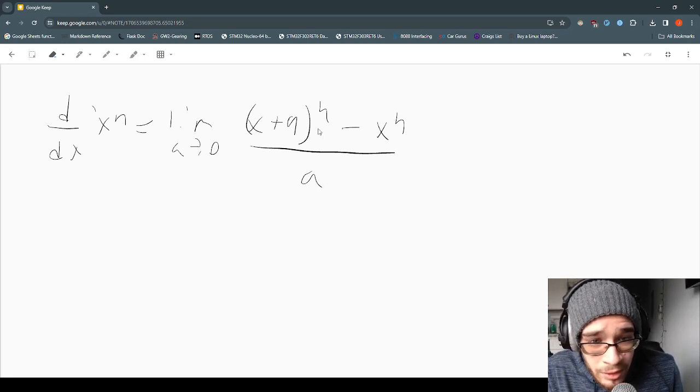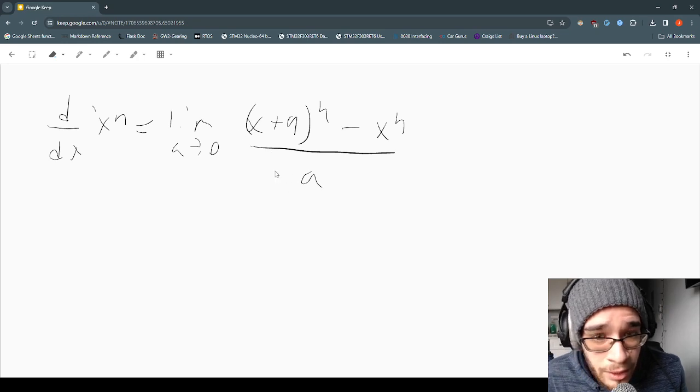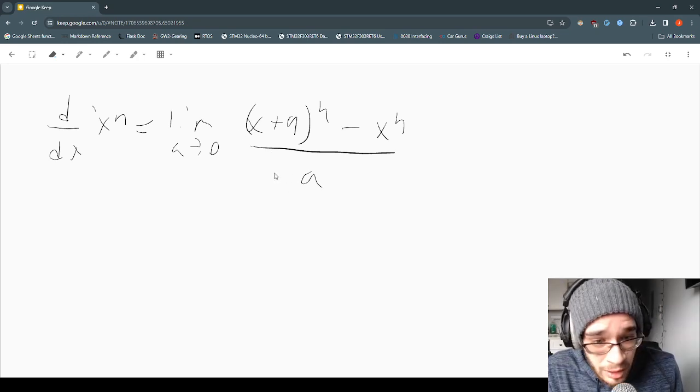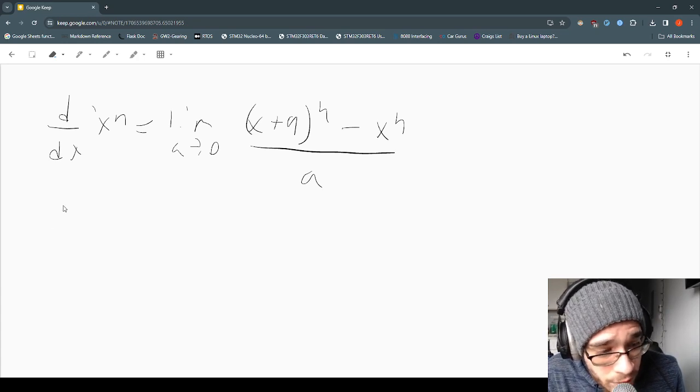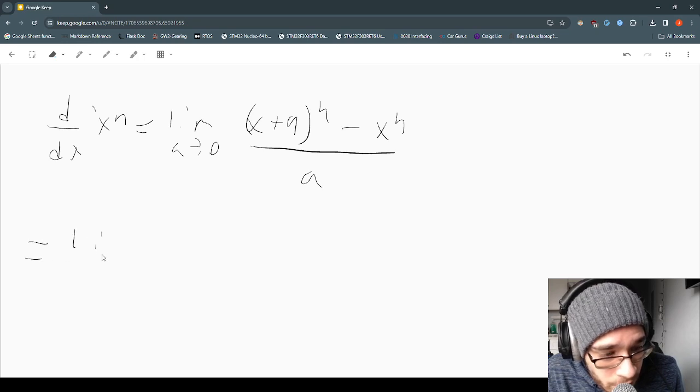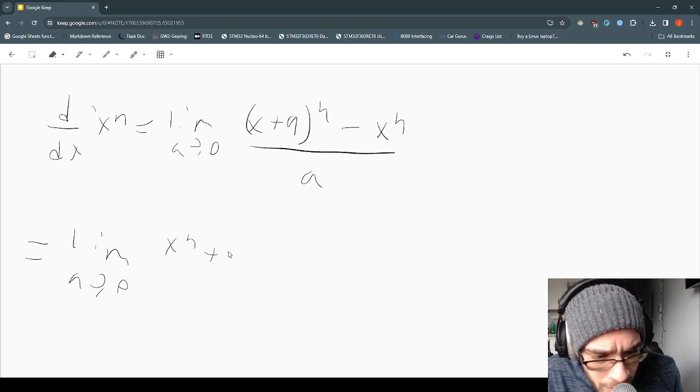We can actually expand this into a power series. We could use sigma notation, but I'm not going to use that. I'm just going to say it's equal to the limit as a approaches 0 of, well, you have 1 x to the n, which cancels out with the x to the n up there. And we have some coefficient, b1. We're assuming that b1 is just an element of the real numbers.